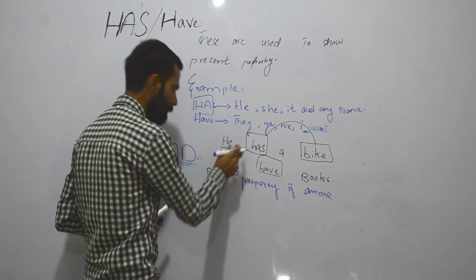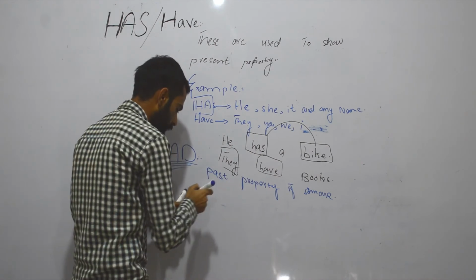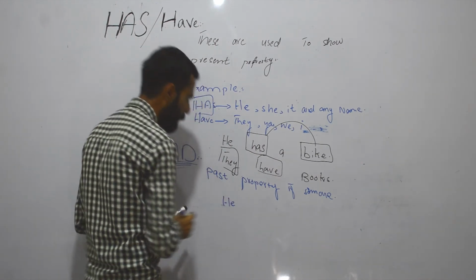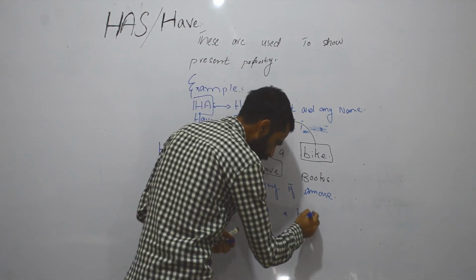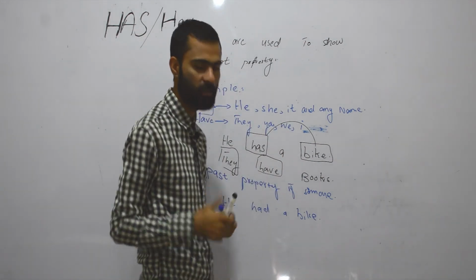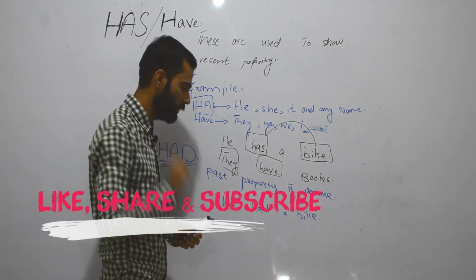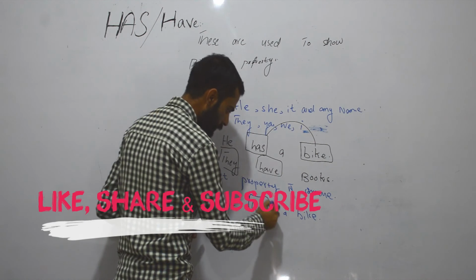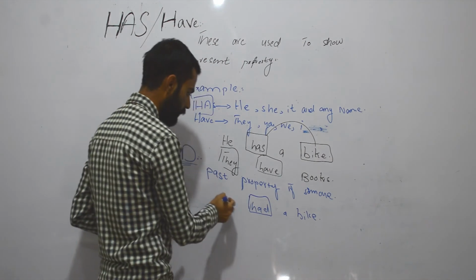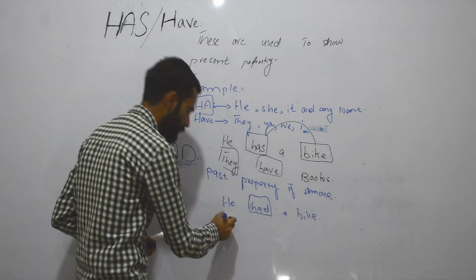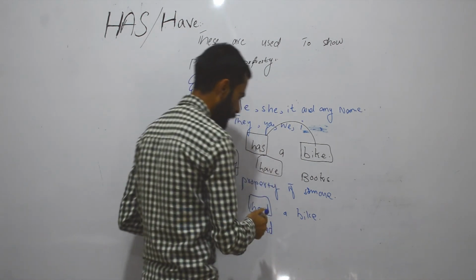Like, he has a bike. If I want to change the sentence into past, he had a bike. He had a bike. It means that now, in the present, he doesn't have any bike. In the past he had a bike. Had is showing past here. Now you can use the same had with plural pronouns. They had books.